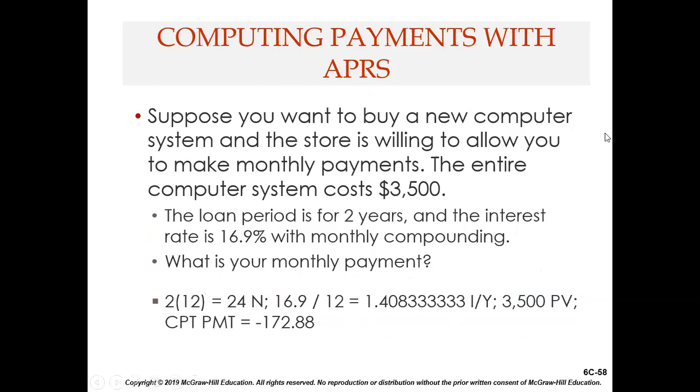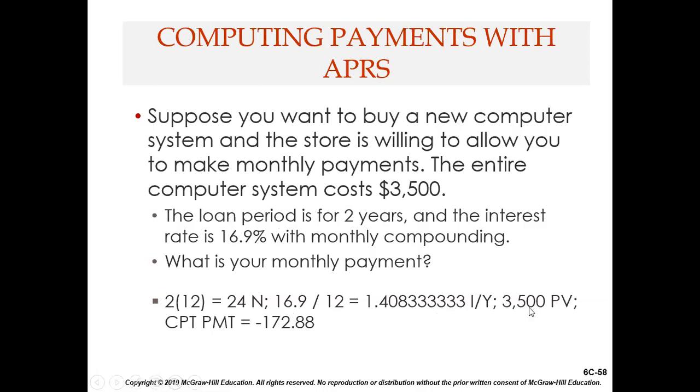Okay, so to wrap up the end of the chapter, let's look at our last area. Suppose you want to buy a new computer system and the store is willing to allow you to make monthly payments. The entire computer system costs $3,500. The loan is for 2 years. The interest rate is 16.9% with monthly compounding. Remember, that's an annual rate. What is your monthly payment?